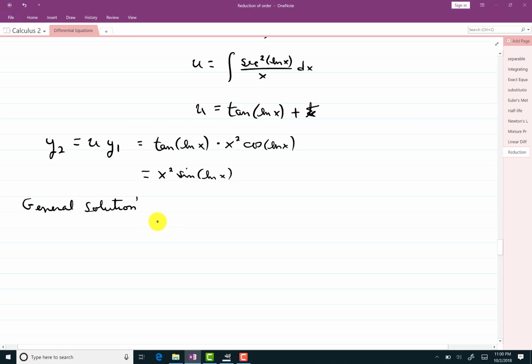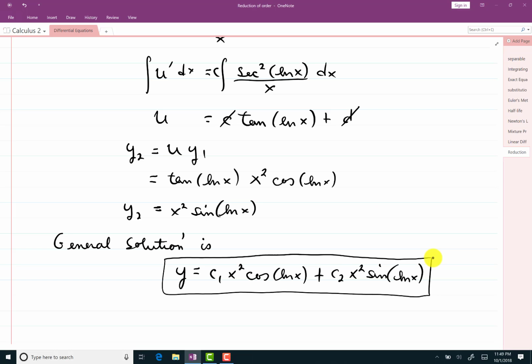And that'll be y equals c1 x squared cosine of ln of x plus c2 x squared sine of ln of x.